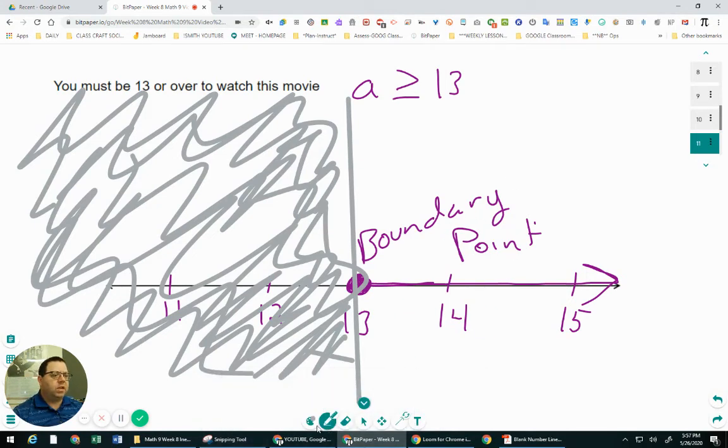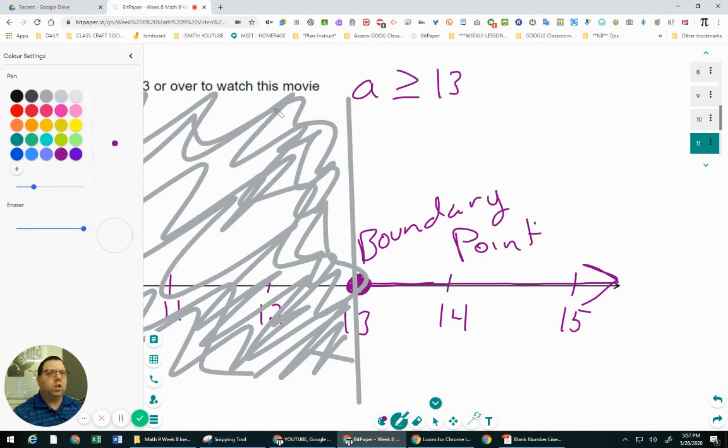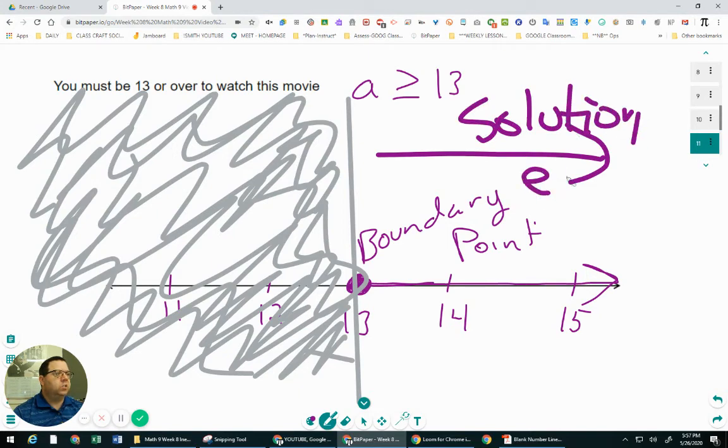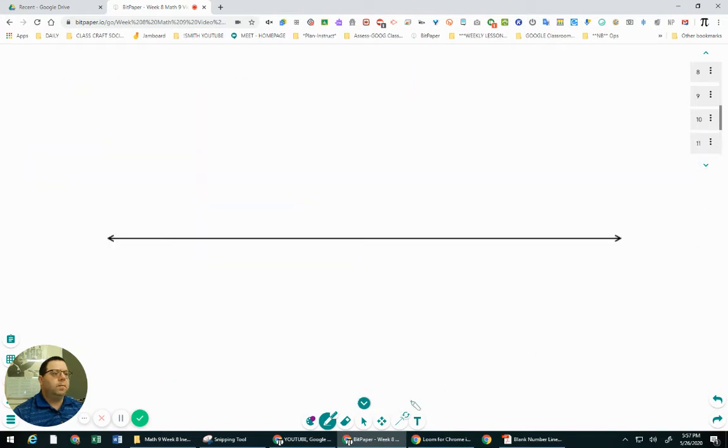But for everything past here, the solution does exist, okay? So everything past here, solution exists, all right? I just thought I'd explain that a little bit more because you do this in high school a bit.